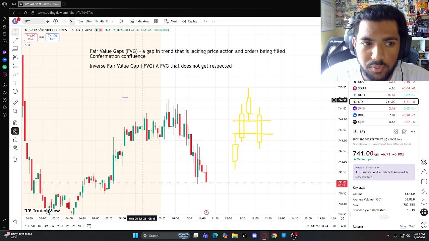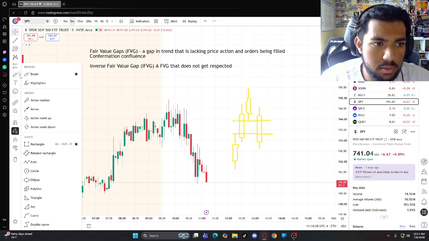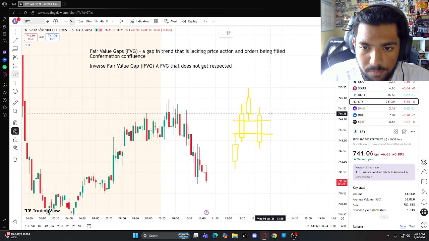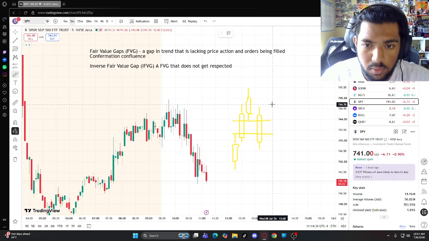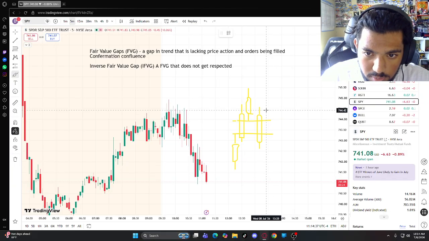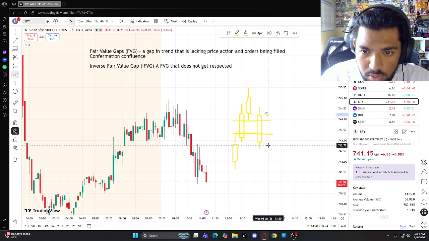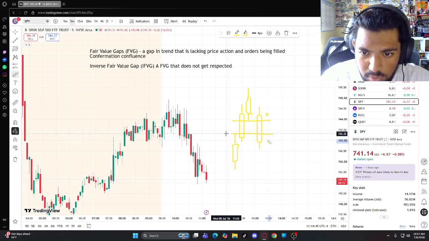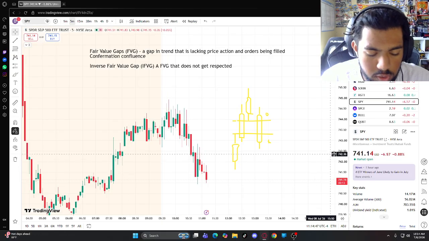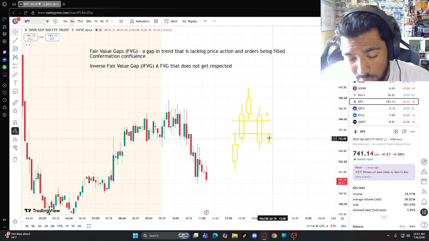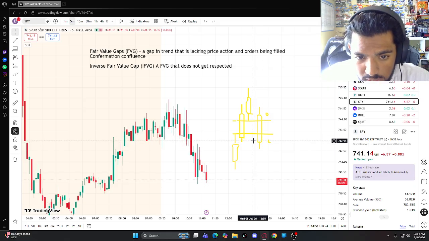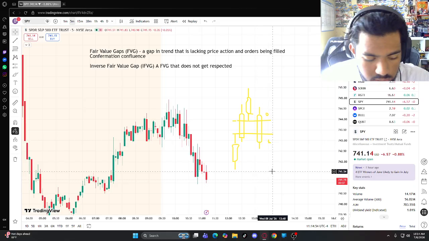Why do we know it's an inverse fair value gap? Because this is a red candle, a candle that's moving towards the downside. Because it's moving downside, we know the candle opened up here. This is where the candle opened, so I'll draw a little O. This is where the candle closed. Draw a little C. Because this is a bearish candle, this candle came down. What did it do? It closed right here beneath the fair value gap.